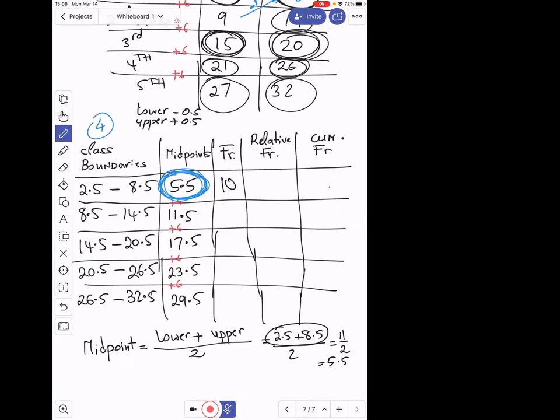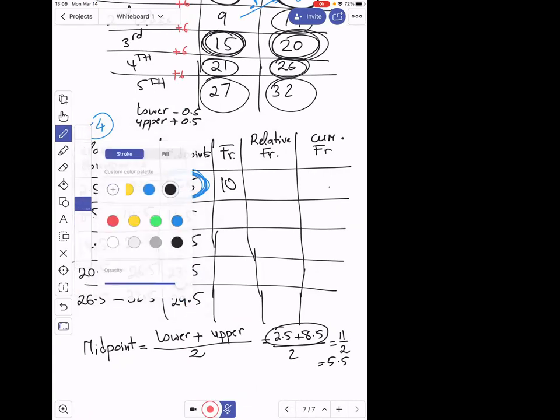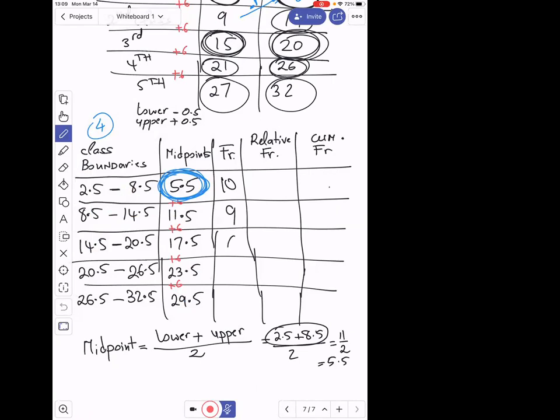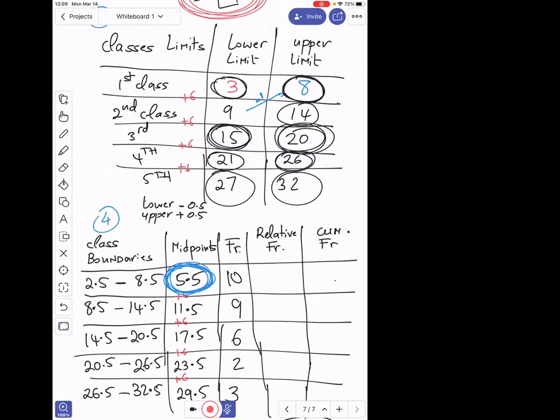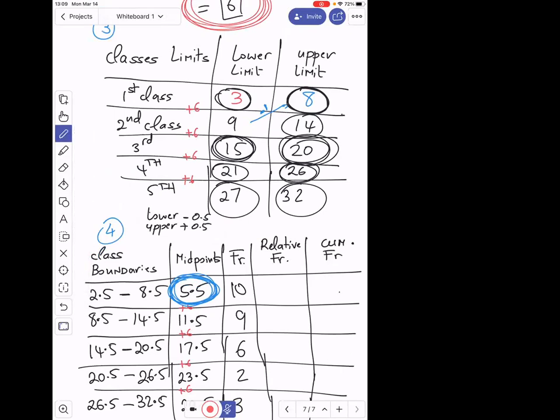Actually, I don't really have the answers, so you need to check with me. You got 10? Yeah, 10. The following: class 2, 9; class number 3, 6; class number 4, 2; and class number 5, 3. Let me just check. For example, the third class is between 15 and 20, right? Let me just make sure that your answer is correct, because I don't have the answers.